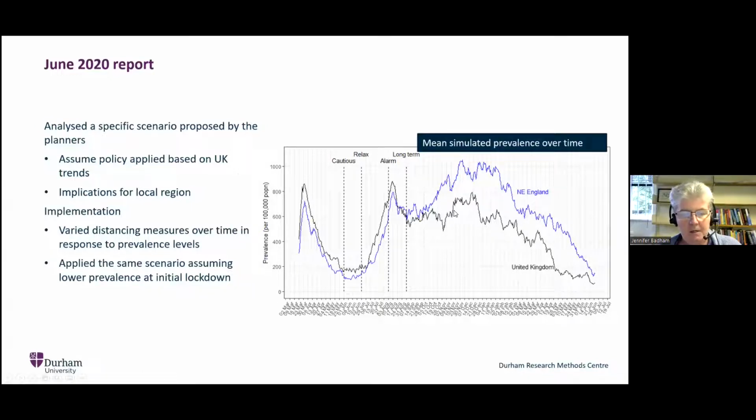So this was one particular scenario that was presented. I'm not going to explain what it is, but basically it was saying that if the central government is responding to the admission numbers in London, what are the implications for the admission numbers in Northeast England? Because the epidemic had hit Northeast England later, there was less herd immunity, and so the consequence was that we would get a smaller first wave and a larger second wave.